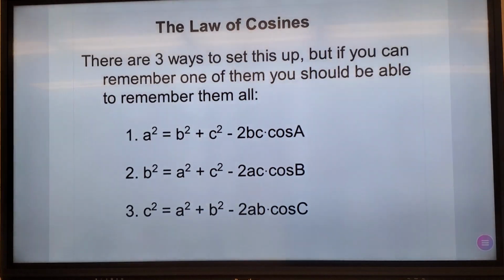So b squared equals a squared plus c squared minus 2ac times cosine of angle B. Notice the only thing that changes here, side B and side A switch spots. So anywhere I saw an A up top in that first equation, the lowercase a, it was replaced by lowercase b. Anywhere I saw lowercase b, I replaced it with lowercase a. And now since side B is on the left, then angle B is at the tail end. And similar to the bottom there, c squared equals a squared plus b squared minus 2ab times cosine of c. So pay attention to those.